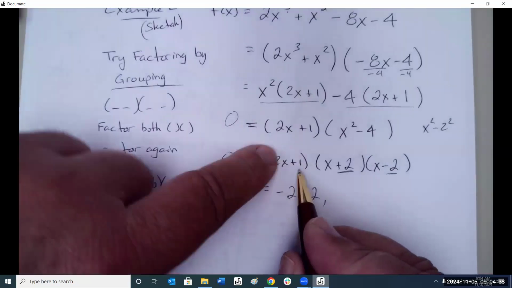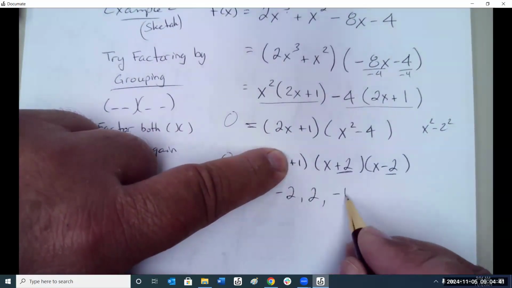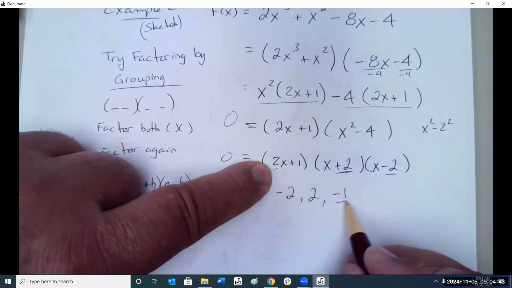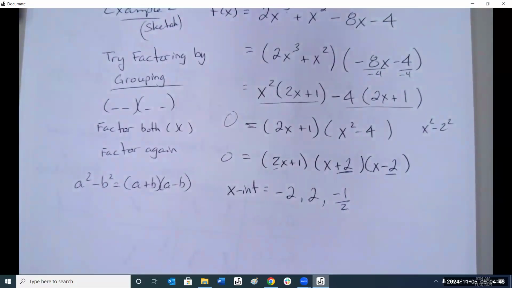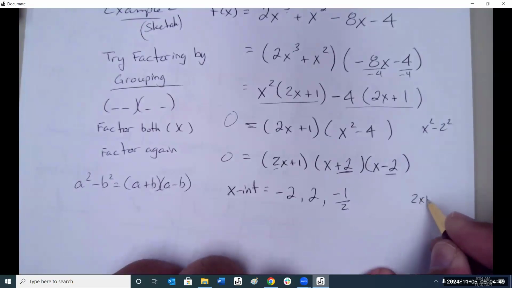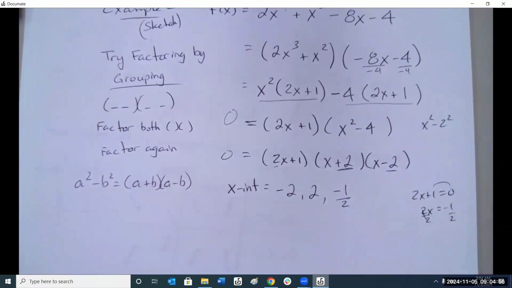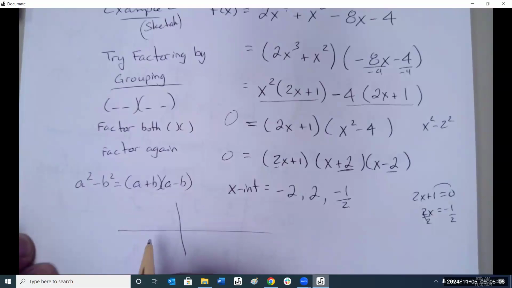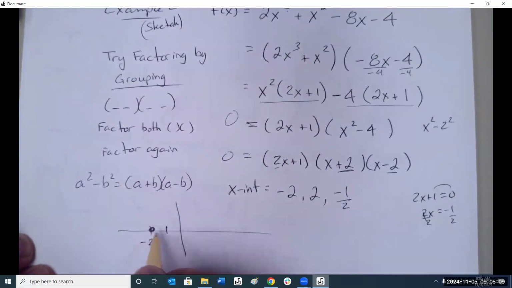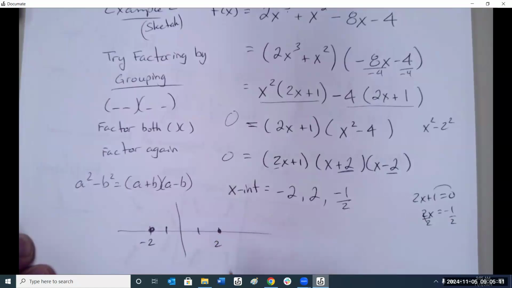This one, what's the opposite of +1? If you have a coefficient, it goes on the bottom. If you look at it, it's 2x plus 1 equals 0. Move that over and then divide by 2. So whenever you have a coefficient, that's always on the bottom. So those are my three x-intercepts. At -2, at 2, and at -1/2.